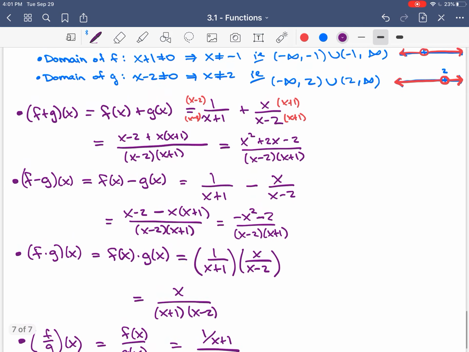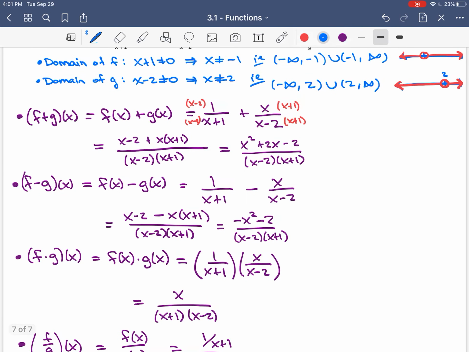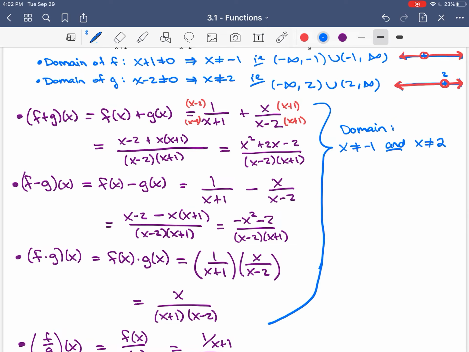Now I want to talk about the domains. For the first three, when you combine using addition, subtraction, or multiplication, the domains are just the intersection of the f and g domain. So the domain for all of these is going to be x not equal to negative 1, and x not equal to 2.